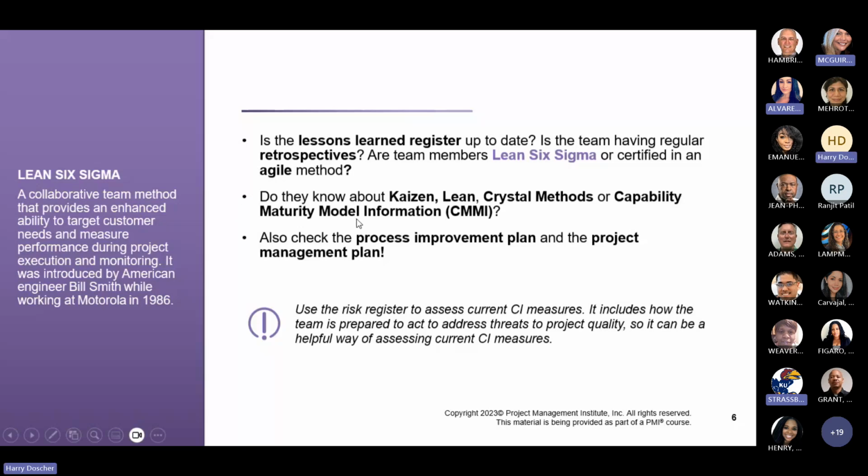Capability maturity model information. That is an improvement on the original Software Engineering Institute capability maturity model, which is a way to assess how mature an organization is in the processes that they use.